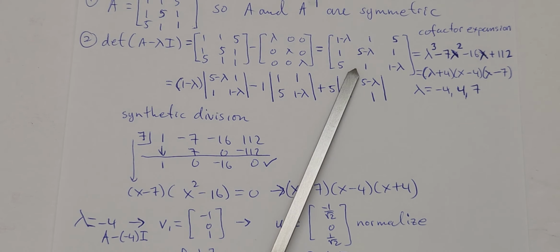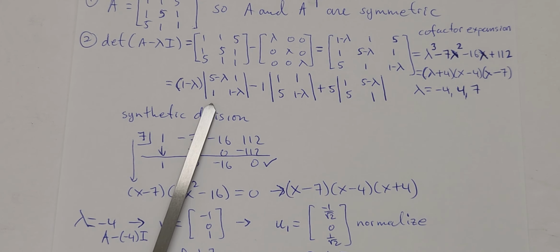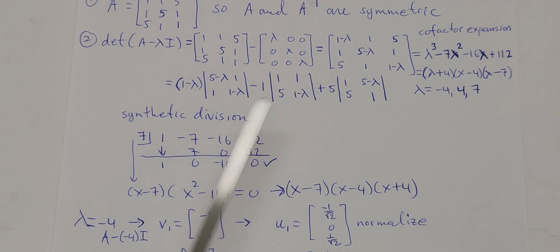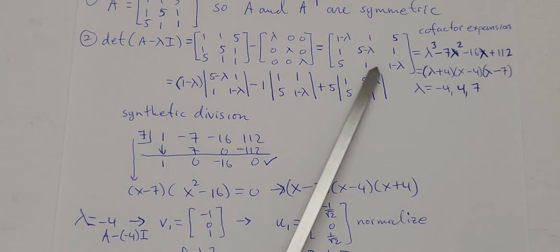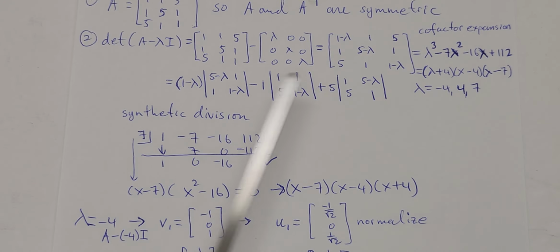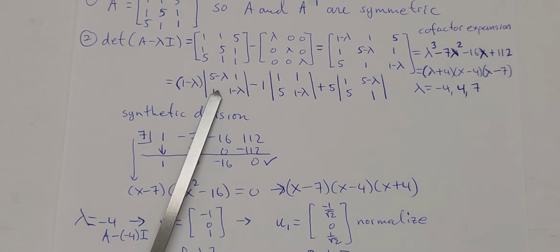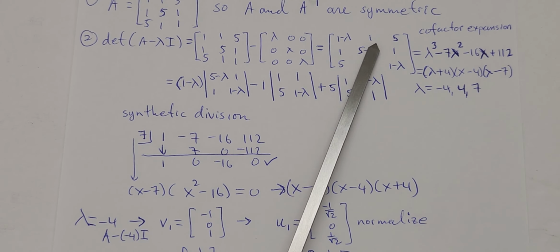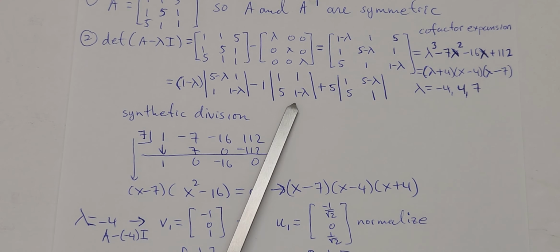This is a 3 by 3. So I'm going to use cofactor so I can find my polynomial, which is over here. So cofactor, I'm going to block this column, block this row, and I just have this portion right here. So this times this. Next, block this column, block this row. So I have 1, which is here, and then 1, 5, 1, 1 minus lambda, which is here.